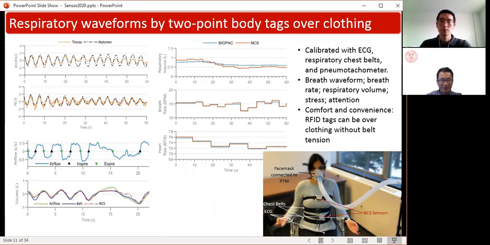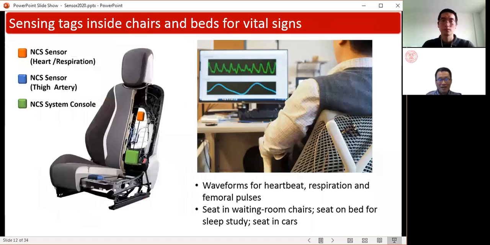Okay, next slide. And we can integrate them into furniture. Here we show chairs, and when we have the sensor implemented in chairs, we can directly get the heartbeat, respiration, and femoral pulses on the leg. So for people, say you are waiting in this waiting room chair, or you are on the bed for sleep studies, the user doesn't even have to notice that the sensors are there, and the vital signs can be collected.